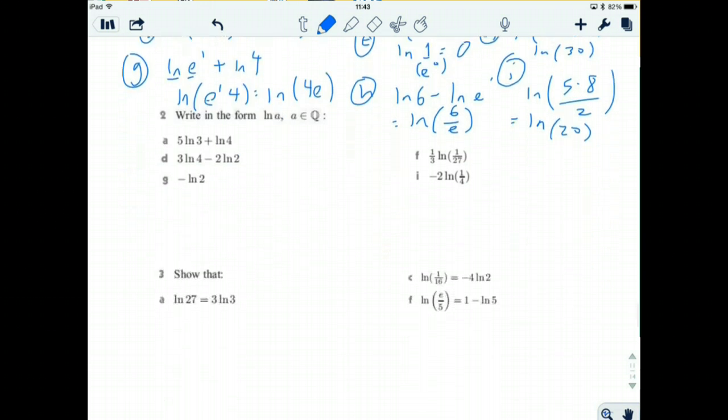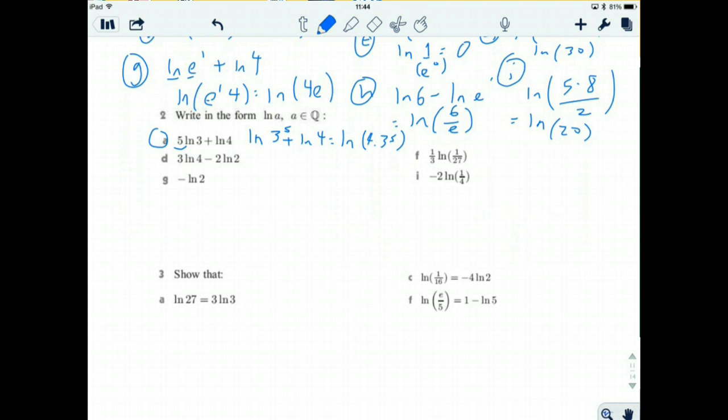Okay? Write in the form natural log of a. So we're just going to do all the ones that are here. So a, 5 natural log of 3 plus natural log of 4. Now remember that when you have the 5 multiplied out front, it's the same thing as saying natural log of 3 to the 5th. You add natural log of 4. If you have two natural logs added together, that's the same thing as the natural log of the product. So that would be 4 times 3 to the 5th.